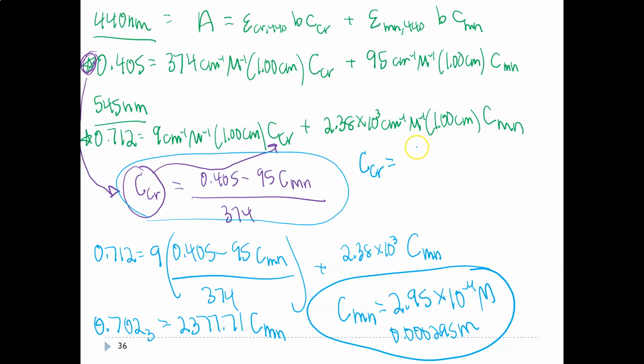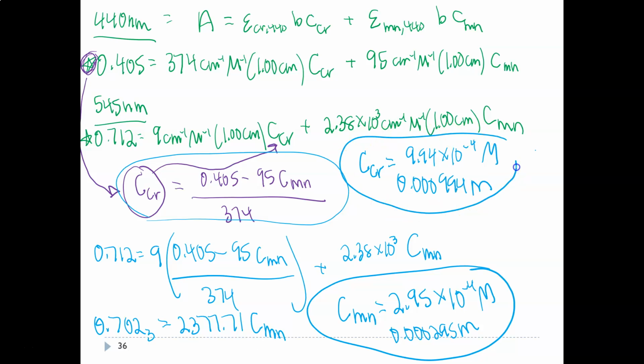to solve for the concentration of chromium. When I did that, I have 9.94 times 10 to the negative 4 molarity, which is 0.000994 molarity. That let me solve for the concentration of both chemicals in the mixture. It took a little bit longer because my Beer's law calculation was not as straightforward because I had these two longer equations and then I had to do substitution.